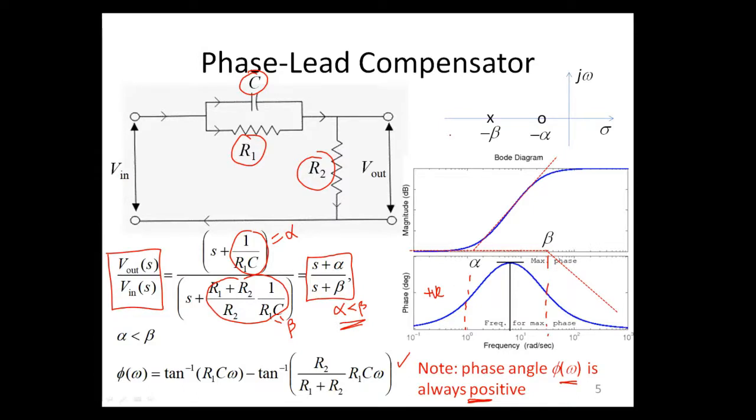A D controller is indeed a very special case of a phase lead compensator. We know that the transfer function for a D controller is equal to KdS, and S is in the numerator, and therefore this gives us a zero at the 0 point.